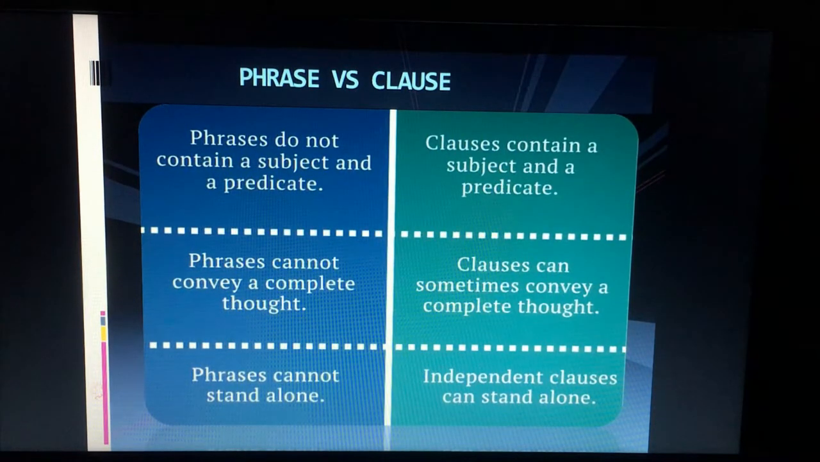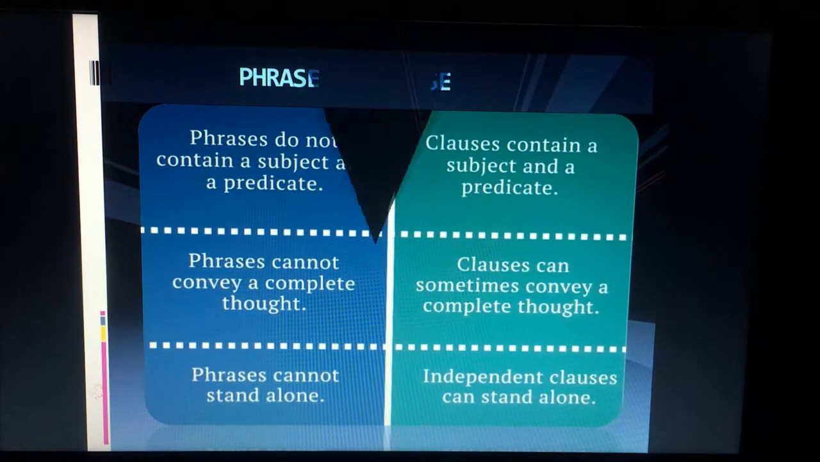Basically, if you want to identify phrase and clause, please look for some group of words where there's no subject and verb, and which is not conveying a complete thought. That is called a phrase. And which is having a subject and predicate, and sometimes conveys a thought, is a clause. I will talk about clauses as well, but just for now, this is how to identify phrase and clause. This might help you. Okay, so let's see the clause one.